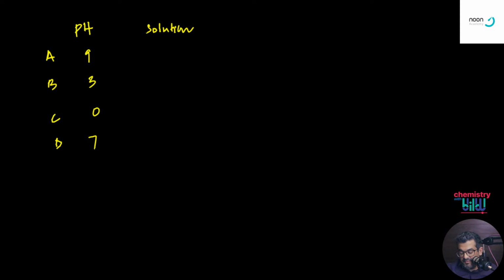Now, if I ask you first before we continue, what kind of solution is A, acidic or alkaline? You can either choose acidic, alkaline, or neutral. So A was alkaline, B is acidic.